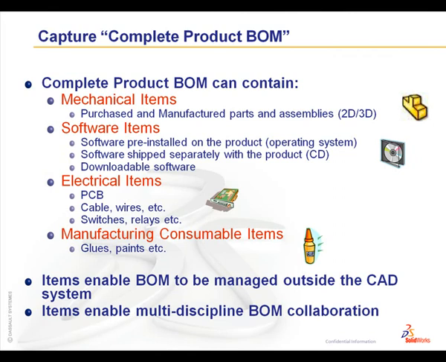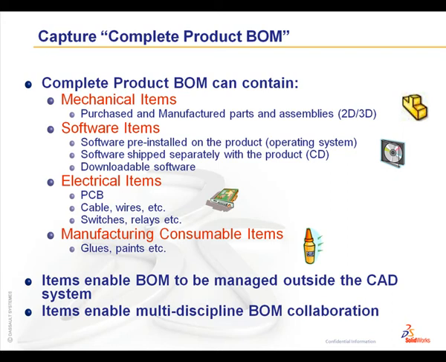Mechanical items such as purchased or manufactured parts, whether in 2D or 3D, software items like a pre-installed operating system or a CD that's shipped with your product, electrical items or even consumables like glues and paint can all be added to that bill of materials. This can be managed outside of the CAD system. Different bills of materials can also be put together for different areas of your company, such as purchasing or maybe manufacturing or even an assembly team.